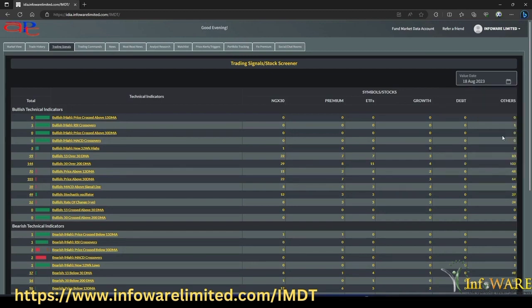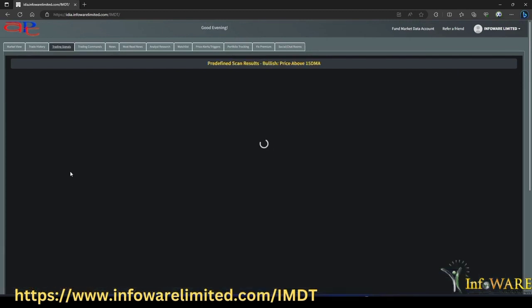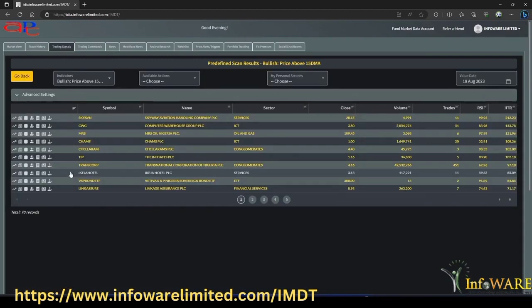So to go back to current day 18, for example, let's say I want to see the exact stocks that make up this list. Let's look at the ones where the price is above the 15-day moving average. I can just click here and I can see all of the ones whose price is above their 15-day moving average.